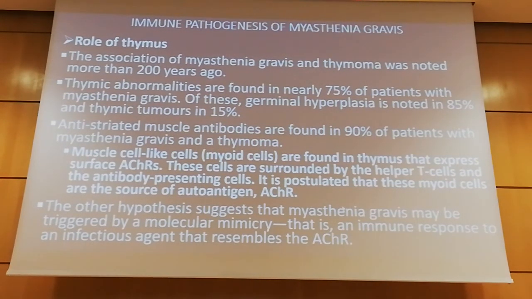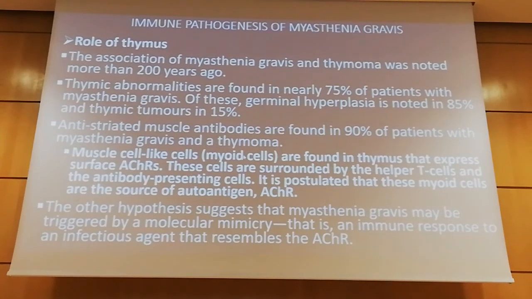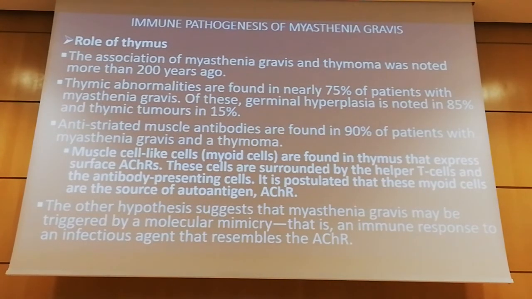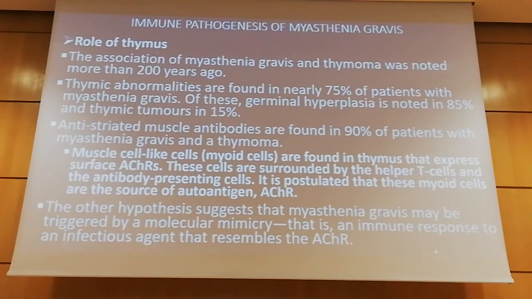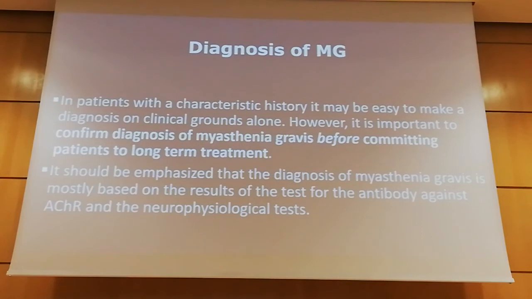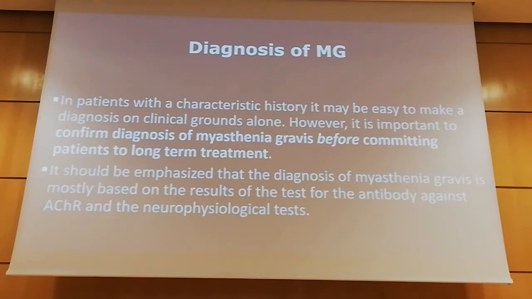There are other hypotheses about the role of the thymomas that you see in patients with myasthenia gravis, considering molecular mimicry, that is an immune response to an infectious agent that resembles the ACHR. Now, the diagnosis of MG is what you guys are going to be doing, which is the clinical diagnosis. But you need to confirm this diagnosis with lab tests. Why? Because once you give the patient this diagnosis, this patient is going to be on medication for the rest of his life.